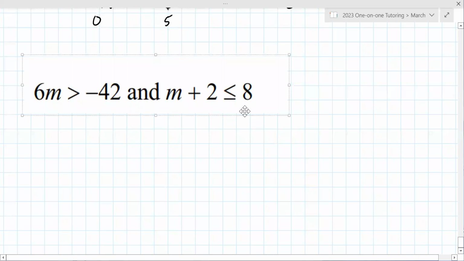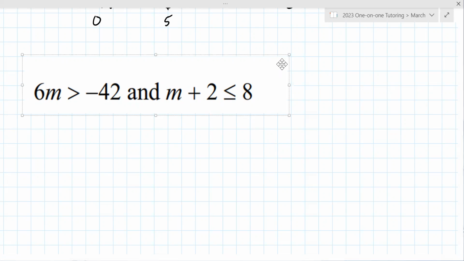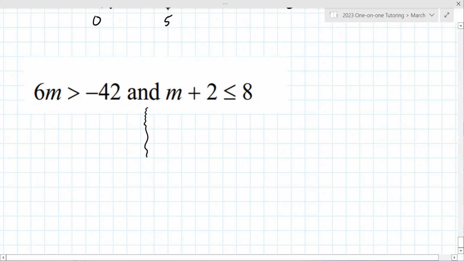Okay, here's a new problem for us to look at together. Another "and" problem. It says 6m is greater than -42 and m plus 2 is greater than or equal to -8. I want you to solve each of these individually and give me your answers whenever you've got those.